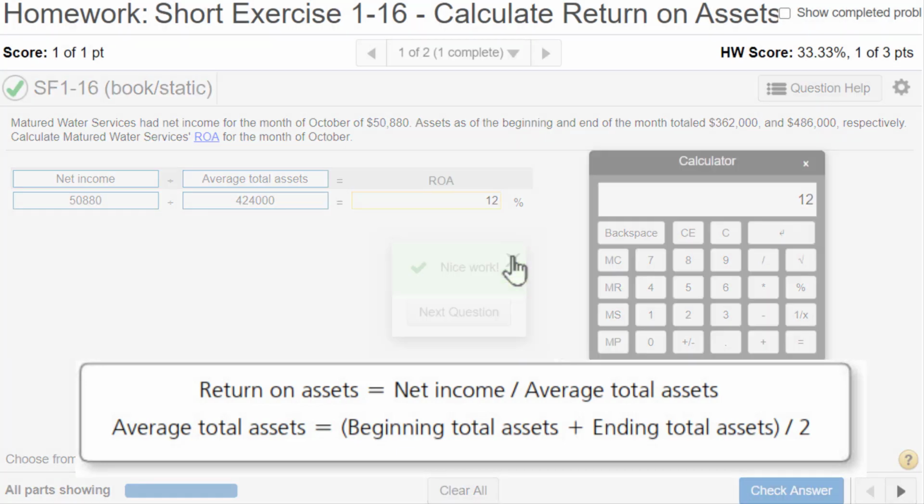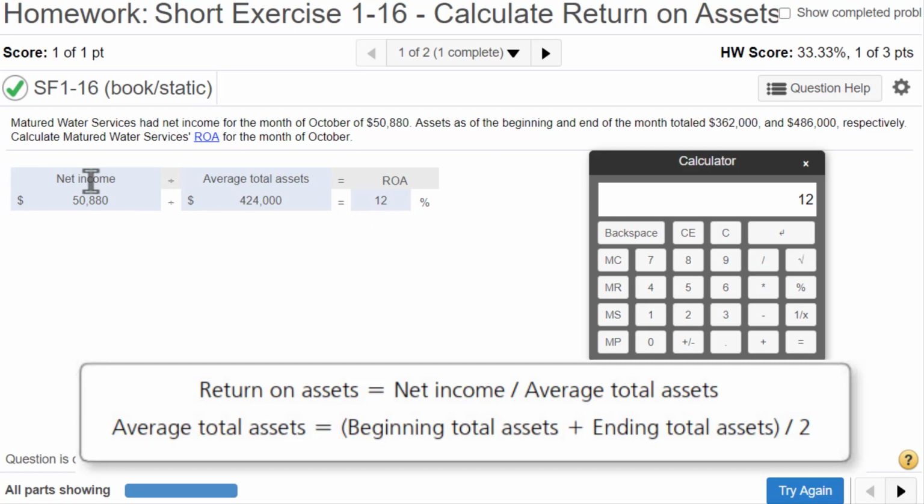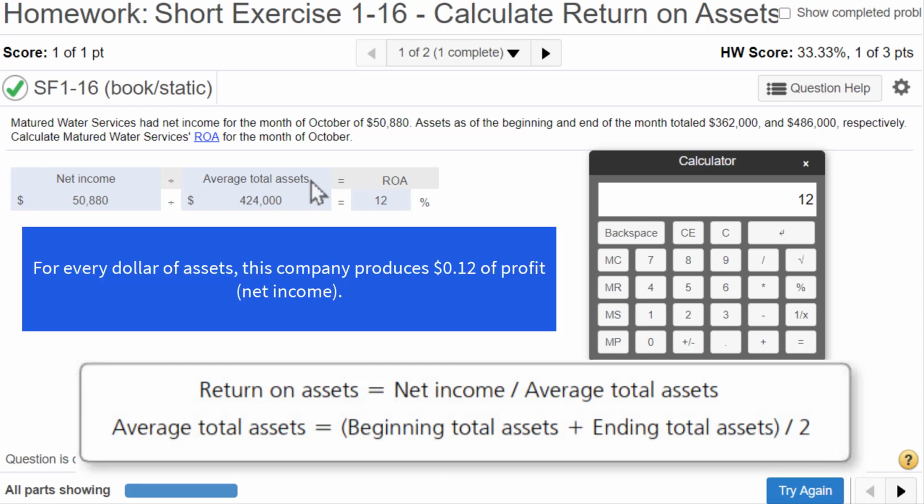So what does that mean? So notice the formula is net income on top. In other words, profit divided by assets. So for every dollar of the thing on the bottom, so in other words, for every dollar of the denominator, for every dollar of assets, they generate 12% of a dollar of profit. So what is 12% of a dollar? It's 12 cents. So in other words, for every dollar of assets, the company generates 12 cents of net income, also called profit. So 12 cents of profit for every dollar of assets that they have.